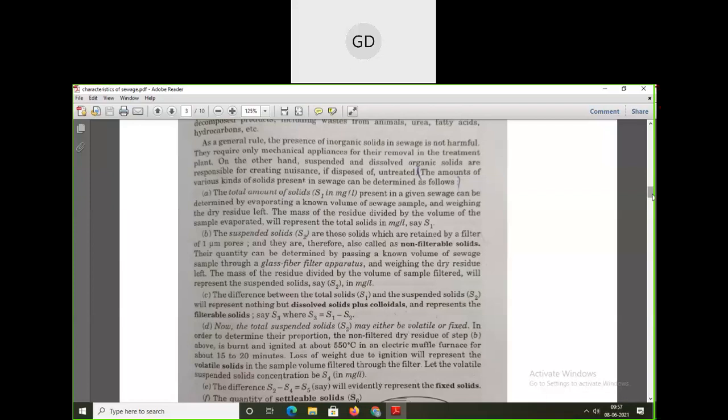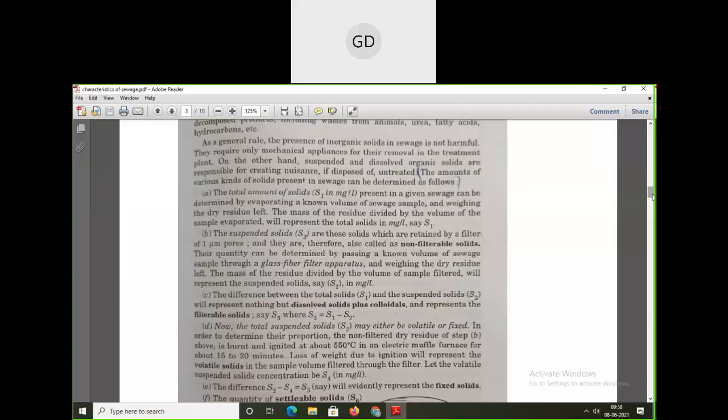Now you can measure these different types of solids that we have just discussed. How to measure the amount of total solids, or suspended solids, or settleable solids, how will you measure? There are practicals on how to perform these experiments, so let us discuss these experiments a little bit.